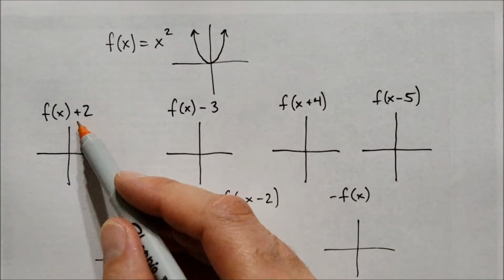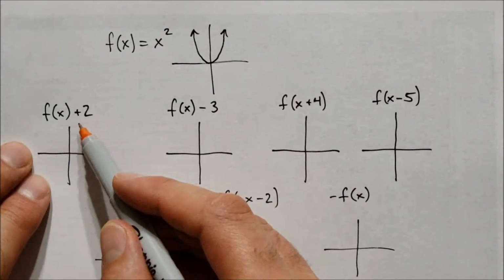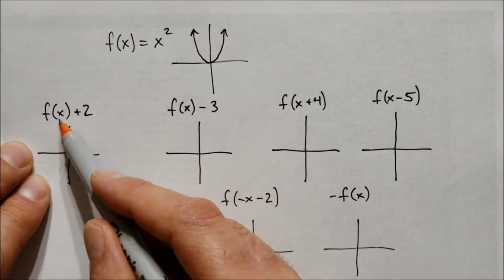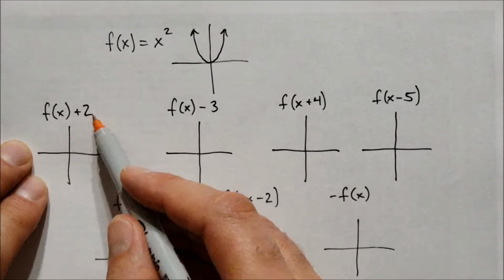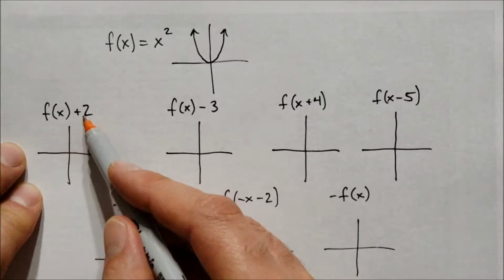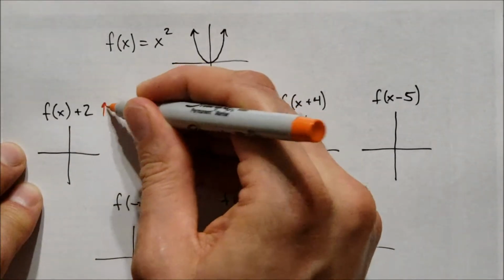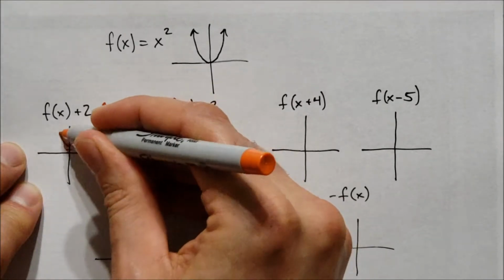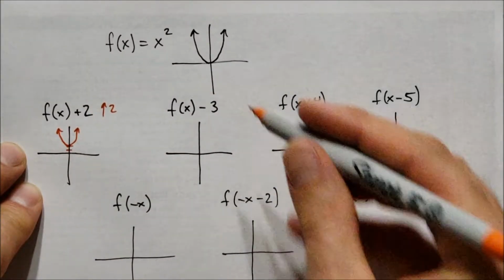If we're going to add 2, if 2 is added on the outside of the parentheses, that means we're taking the original function and then those y values, we're going to add 2 to all the y values. So it's going to be shifted in the y direction plus 2. So this is shifted up 2. So we have 1, 2, and we redraw the same original function.